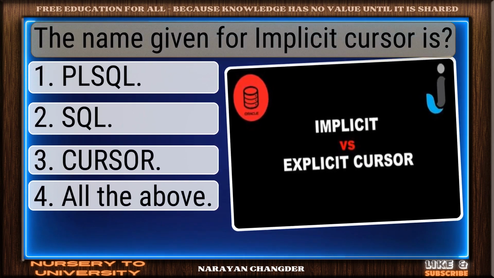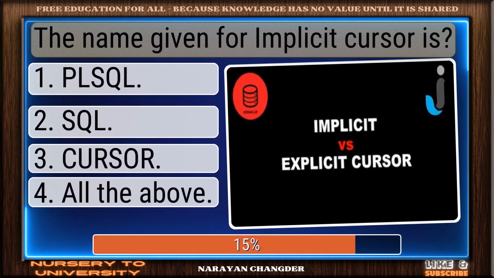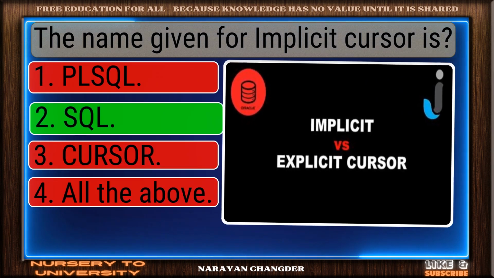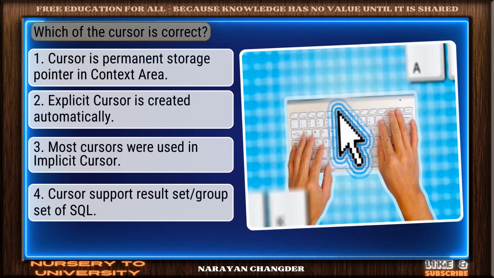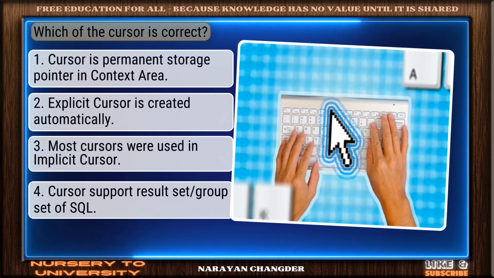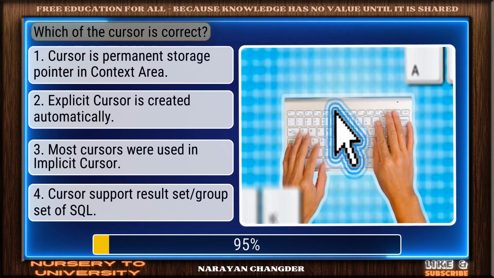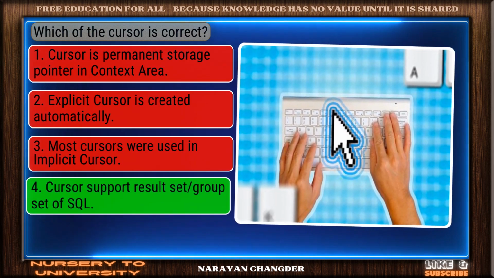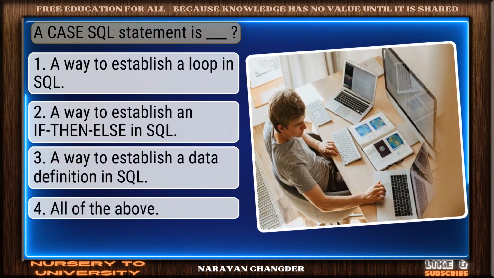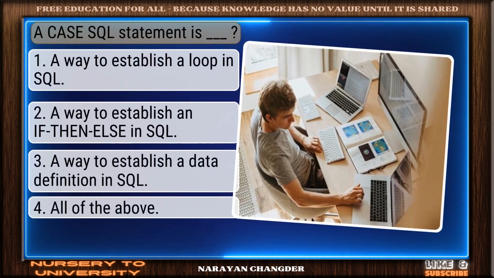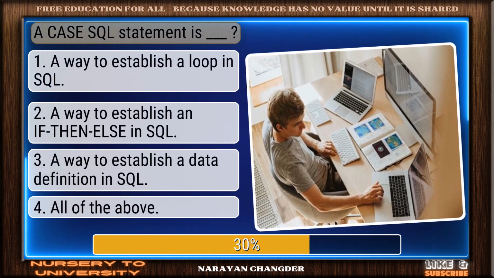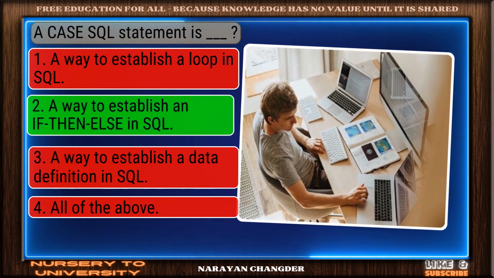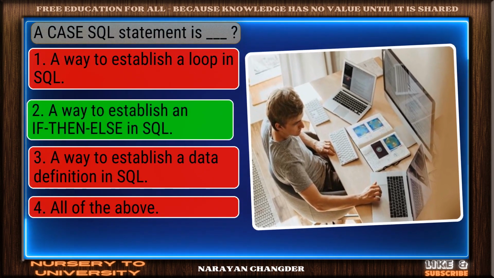Question number 31. The name given for implicit cursor is? Well done. SQL is the right choice. Question number 32. Which of the cursor is correct? Well picked. Cursor supports a result set, a group set of SQL, is the correct answer. Question number 33. A CASE SQL statement is -- . Right again. A way to establish an if-then-else in SQL is a valid answer.